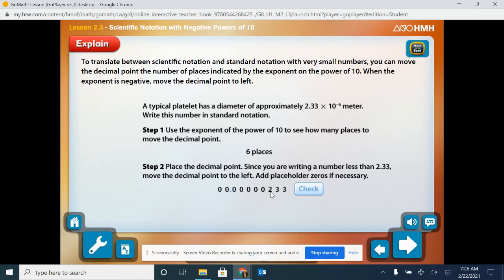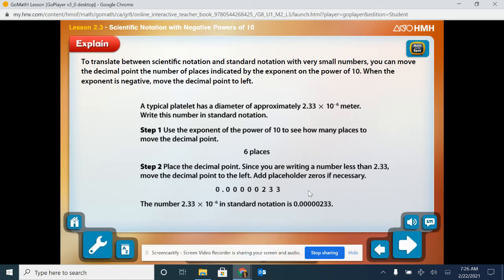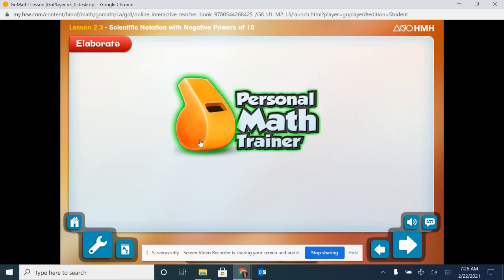So I start counting at the 2, and then I go, okay, 6 places. 1, 2, 3, 4, 5, 6. It was already there. I'm confused. Okay, so I put it right there, and then I'm going to check it. That's right. There will be 5 zeros after the decimal point. Here is the standard notation of the number 2.33 times 10 to the negative 6th. So it's a very tiny number, the zeros go in the front. If it's a very big number, the zeros go at the end. That's my strategy. Now, let's practice.